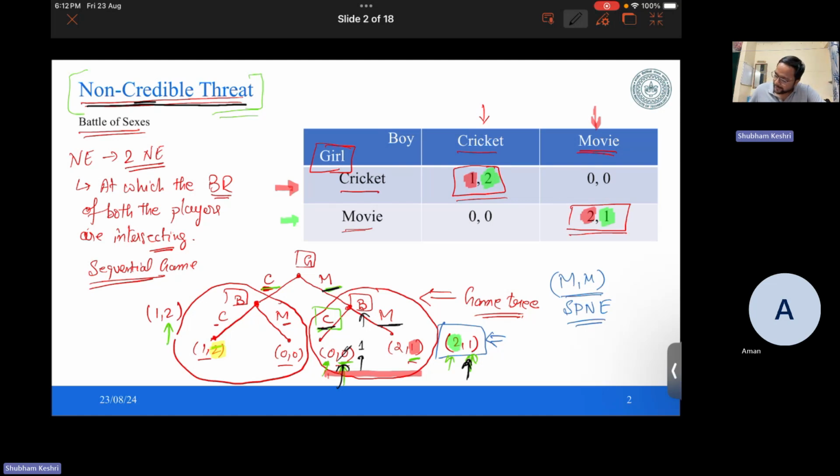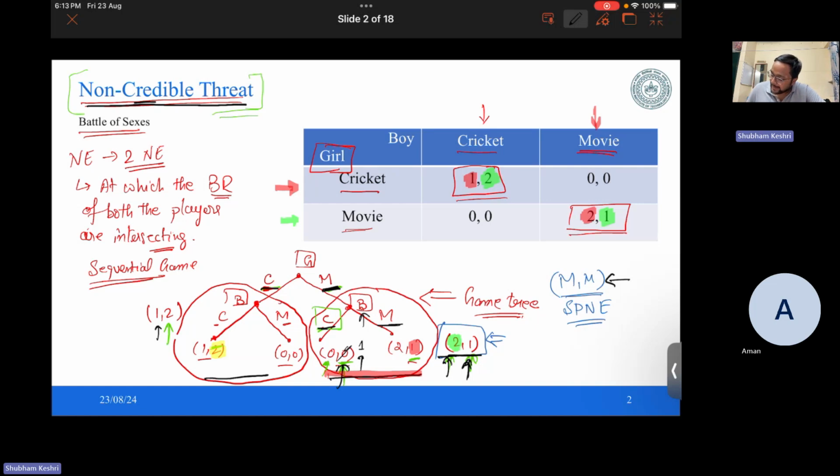So you see over here, what is the Nash equilibrium, subgame perfect Nash equilibrium? It is coming out to be M comma M. All right, how is it coming? The boy from this subgame, he is playing movie, and from this subgame, the boy is playing cricket. Now the girl will see her utility. So when she plays movie, her utility is 2. When she plays cricket, her utility is 1. Therefore, the girl will play movie.